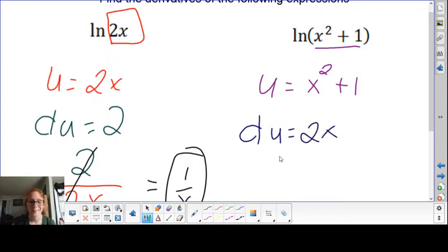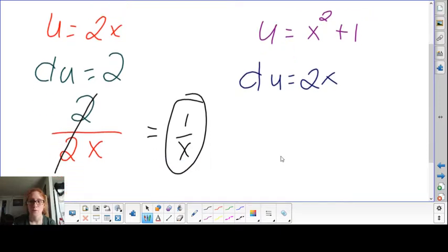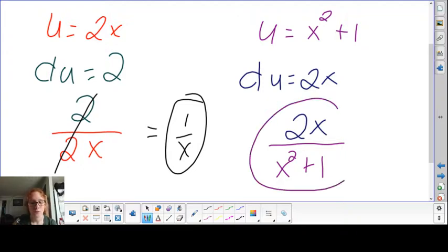And according to the nice, lovely formula that we talked about 2 slides ago, the derivative of this is just the derivative of the inside divided by the original thing on the inside. And I cannot simplify this. If it was reversed, I would try to, but I can't. So that's just my answer.